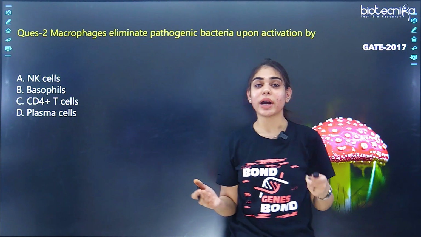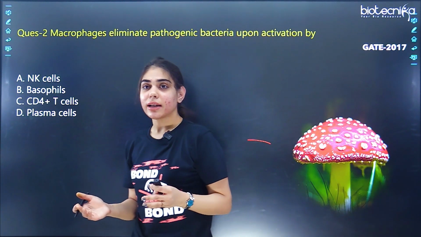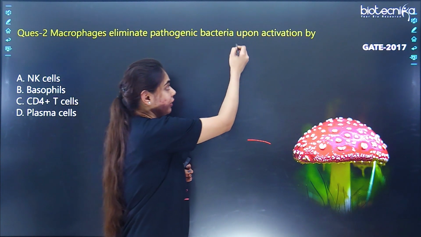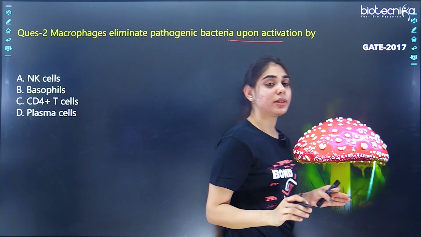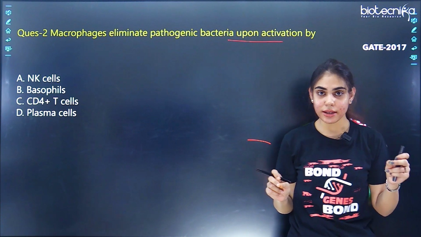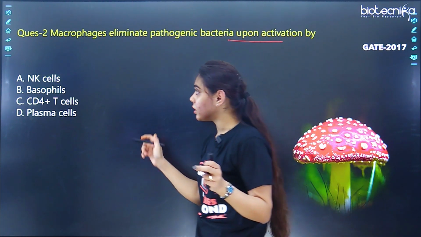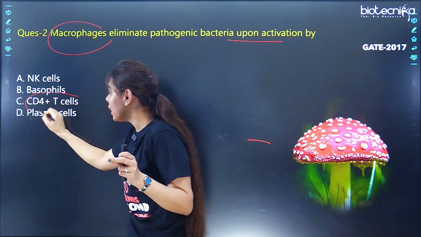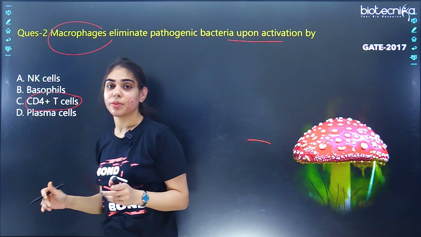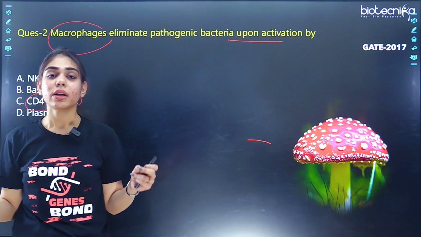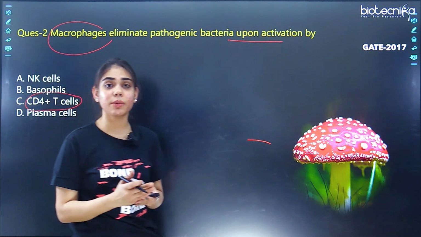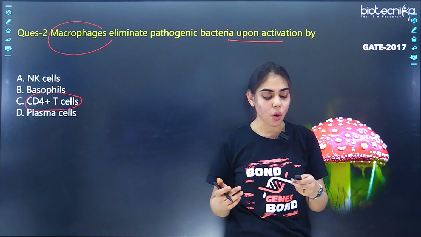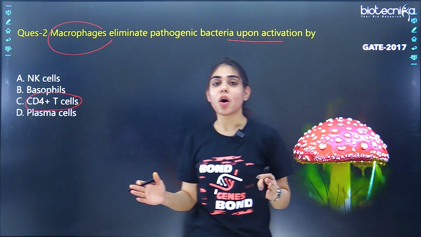So now let's come to another example. The next question is: macrophages eliminate pathogenic bacteria upon activation by. If you know the answer for this, you can opt for it, otherwise you have to skip this question. So how do macrophages eliminate bacteria? They eliminate bacteria with the help of CD4 T cells, because these cells secrete a large amount of cytokines that help other immune cells like macrophages get rid of infections. So this was all about the topic.